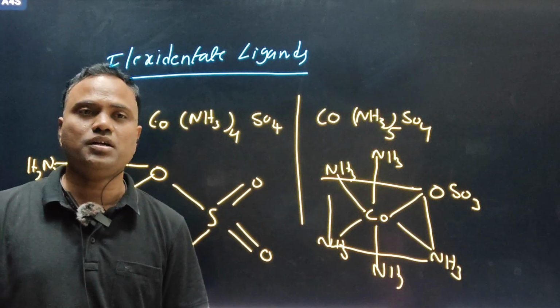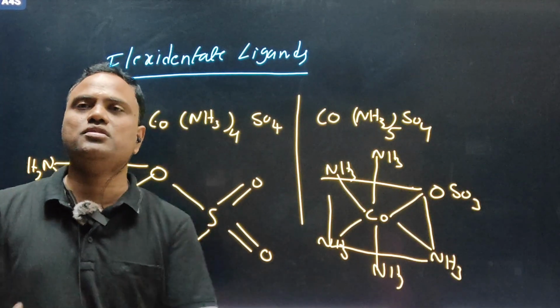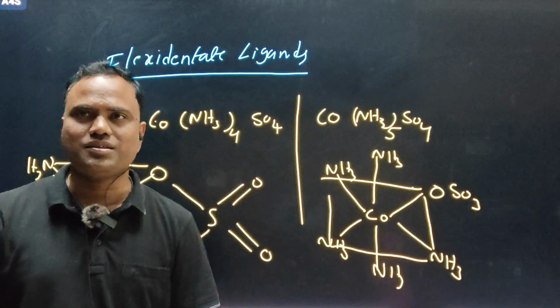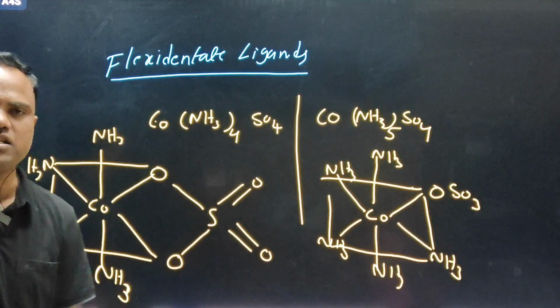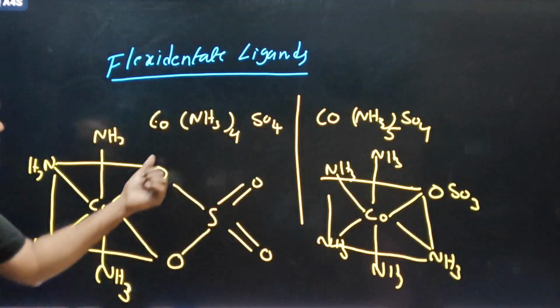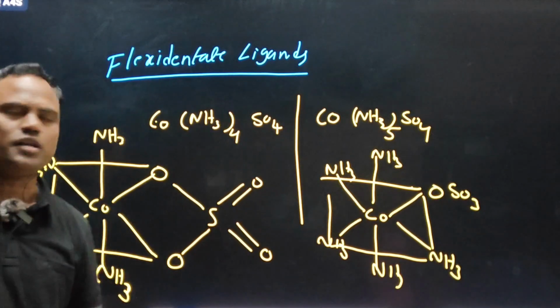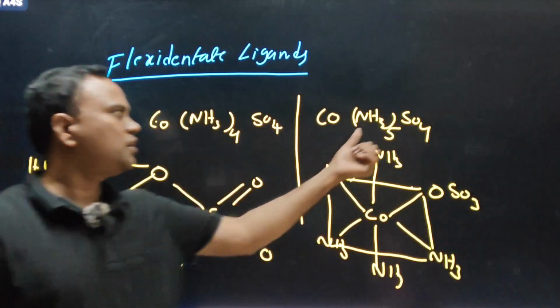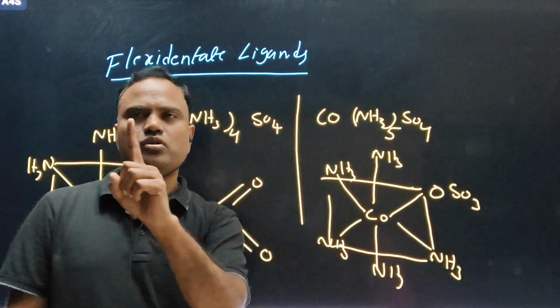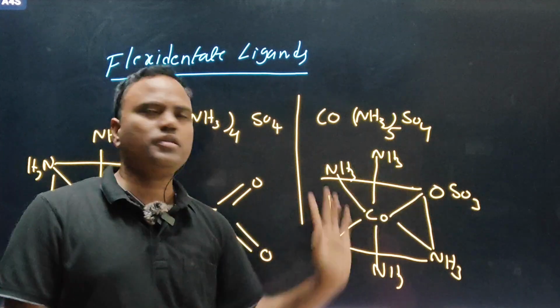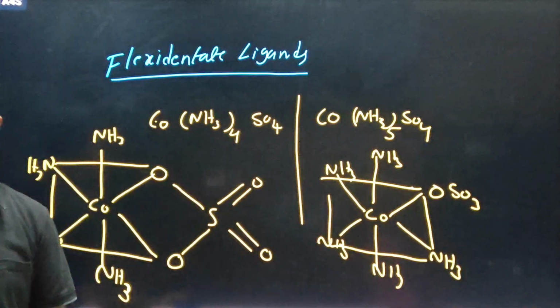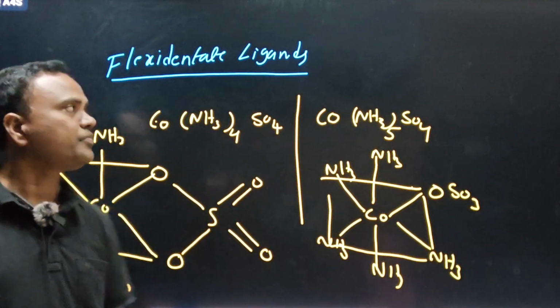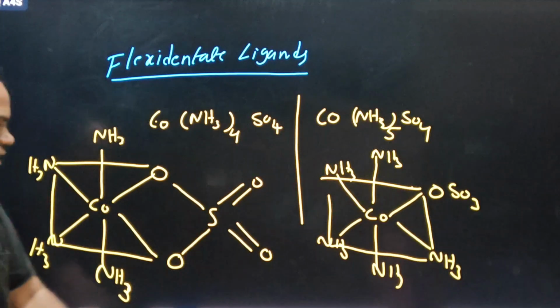Here sulfate is giving only 1 donor atom. Based on the requirement, it will change its donating capacity. That is called flexidentation capacity. Here cobalt needs 2 donor atoms. That's why sulfate is giving its 2 donor atoms based on the requirement. Here cobalt needs only 1 donor atom. That's why sulfate is giving only 1 donor atom. This is called flexidentation.